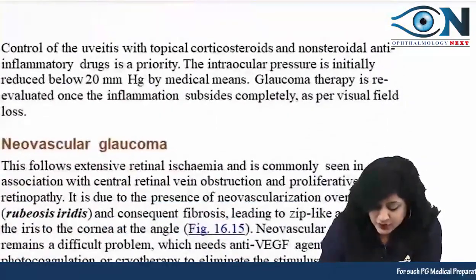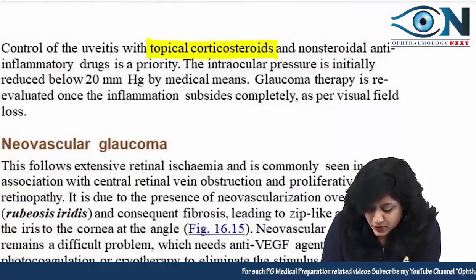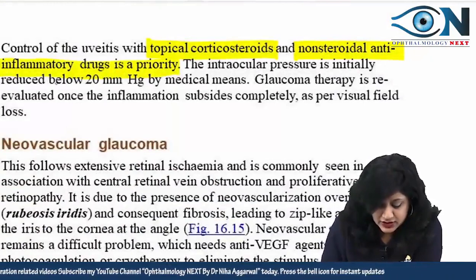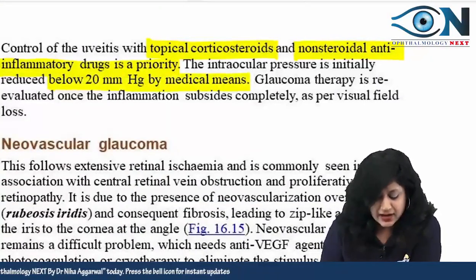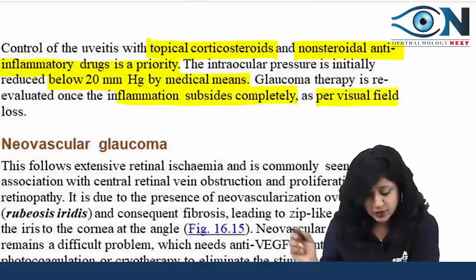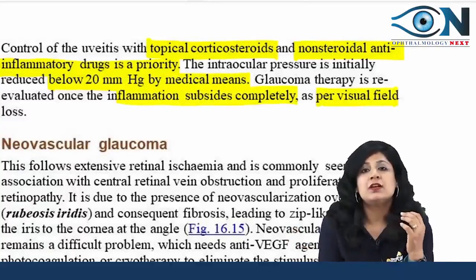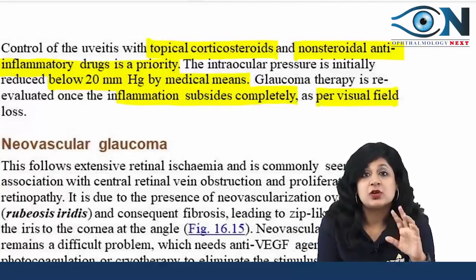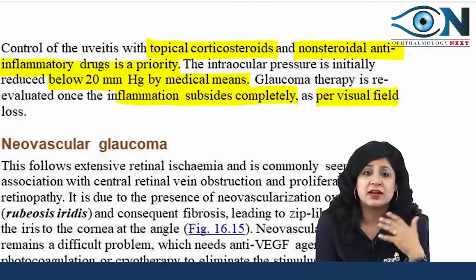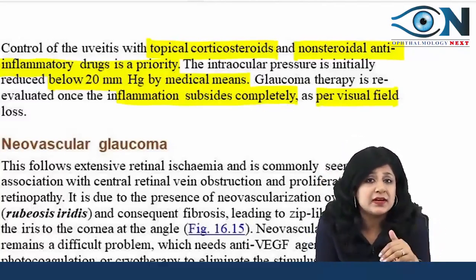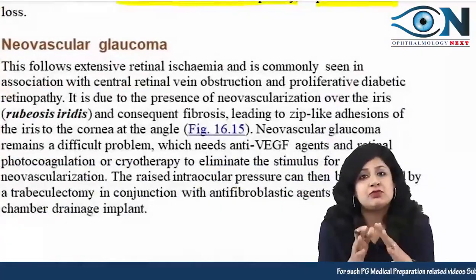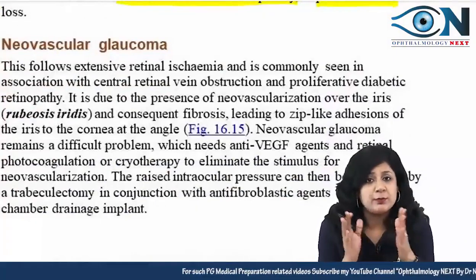Alright, control of the uveitis we can do with the topical steroids, we can give the antacids, this is a priority. The intraocular pressure is initially reduced below 20 by medical means, and then glaucoma therapy is re-evaluated once inflammation subsides, according to the visual field loss. So again, a condition where you are giving a benefit of the topical steroids. Though we have glaucoma, still we give the topical steroids here, we give the antacids. Our aim is to decrease the intraocular pressure to less than 20, and then we can re-evaluate the treatment. So I think this inflammatory glaucoma is very clear, very important, two important syndromes.